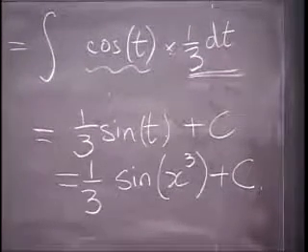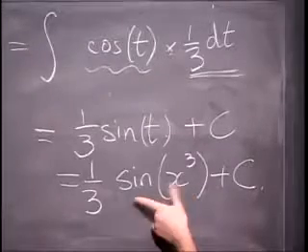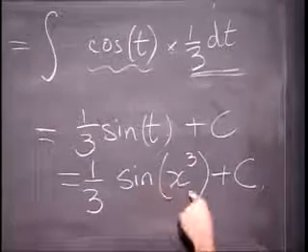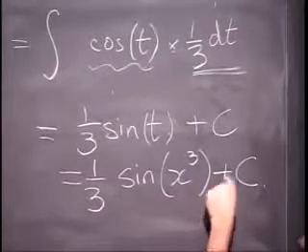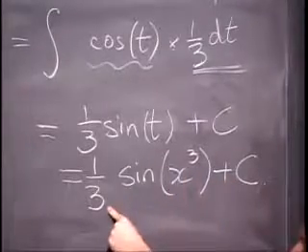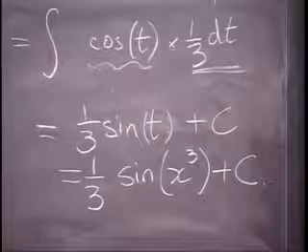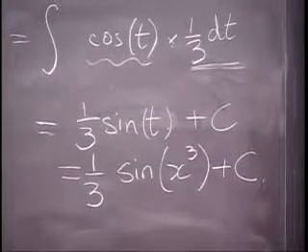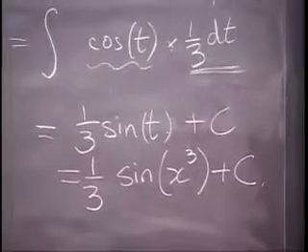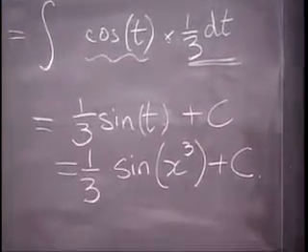As a reality check, we can differentiate this. You should use the chain rule. You'll get cosine x cubed times the derivative of x cubed, which is 3x squared. The 3 that comes out will cancel off with the 3, and you will get x squared cosine x cubed. So this example is almost simple enough to write down, but we'll look at some more complicated ones in a few seconds. Any questions about that for the moment?